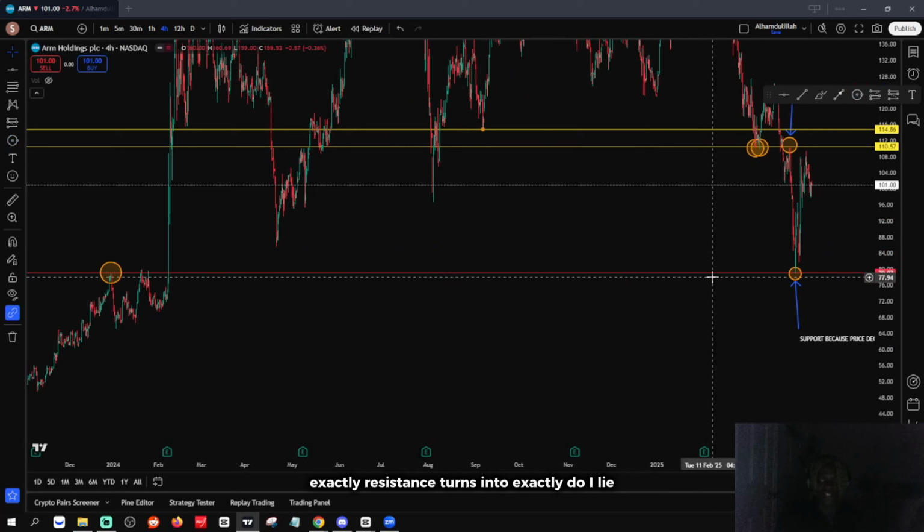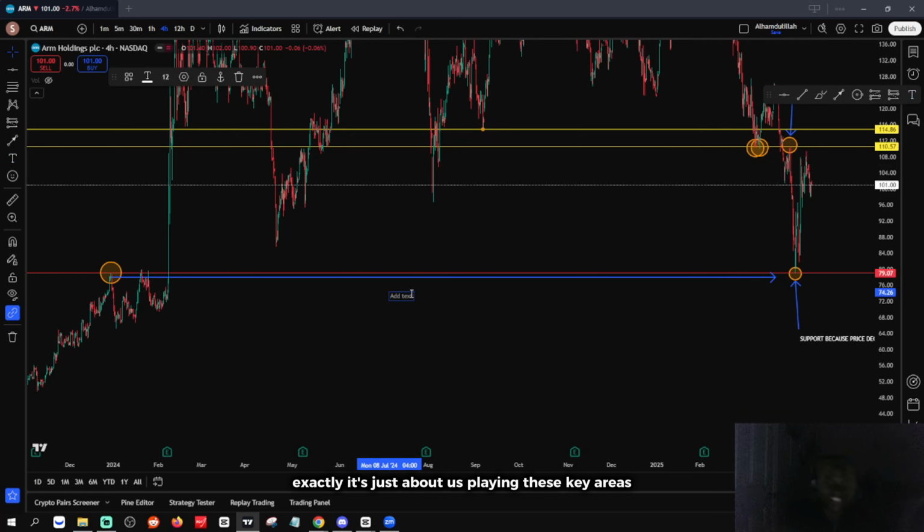Exactly, resistance turns into support. It's just about us playing these key areas. We're just going to get better about only playing key areas, all right? I don't care if we have to wait because the more bread we're not losing in our accounts, the more setups we're going to be winning. And we're going to be winning bigger trades now, okay?